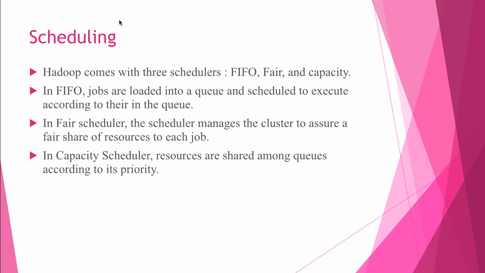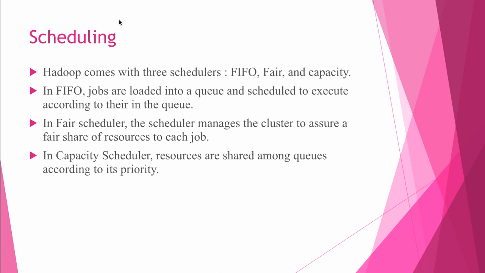a topic addressed by a large number of studies. Originally, Hadoop comes with 3 schedulers: FIFO, FAIR, and Capacity. The default Hadoop scheduler is the FIFO, where jobs are loaded into a queue and scheduled to execute according to their order in the queue. The FAIR scheduler was originally developed by Facebook and later released to the Hadoop community. It gives a fair share of the cluster capacity over time, and so its name.